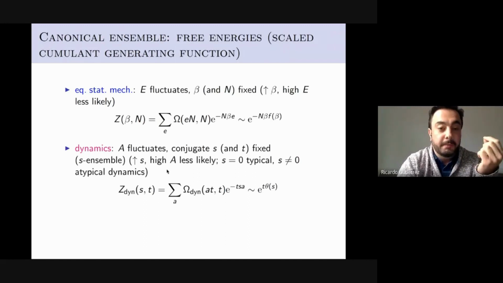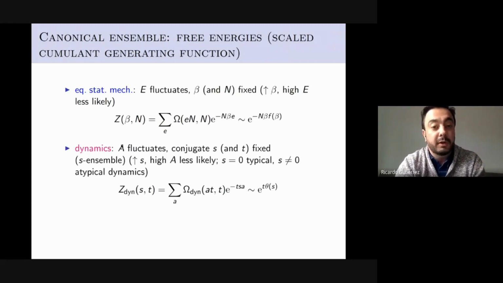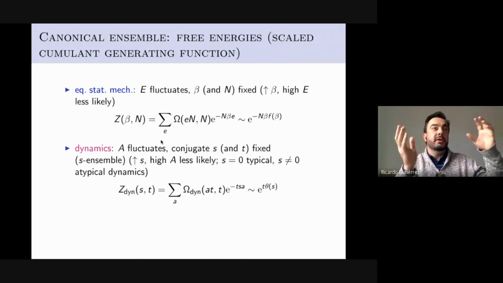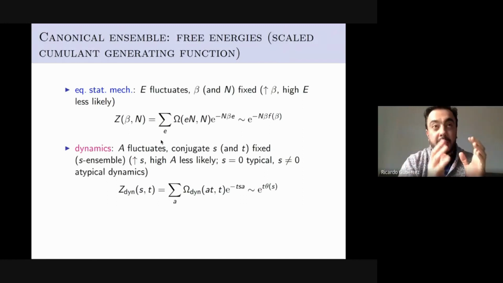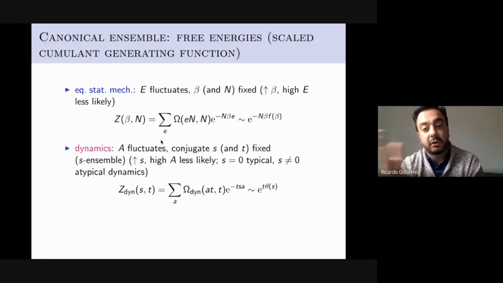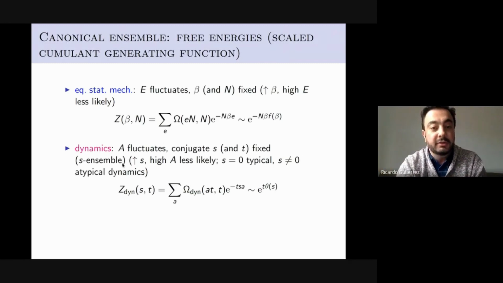we have ensembles where the observable can fluctuate. And there is a conjugate parameter which plays the role of the inverse temperature, which in the most general cases is usually called S. We will see there are several ensembles actually. Before, we considered the microcanonical situation where A was fixed and time was fixed. Now A can fluctuate and there's a conjugate parameter, which we call S, and the time is fixed as well. And this is called the S ensemble.